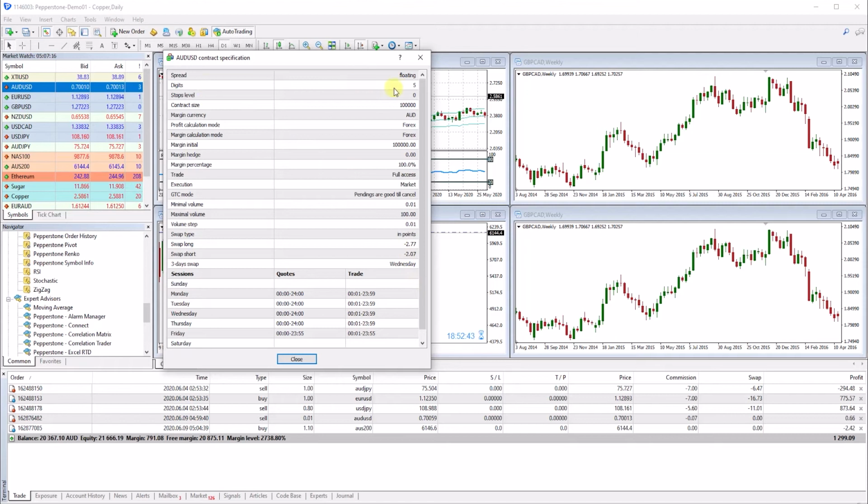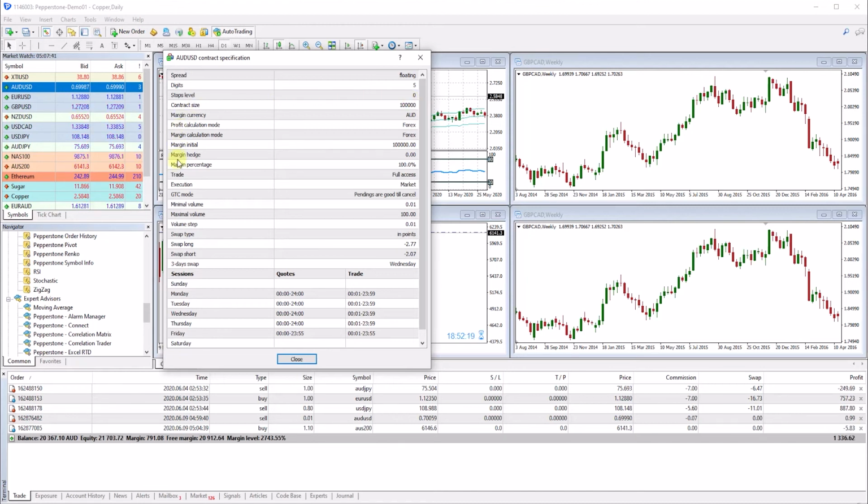So firstly, we've got the digits, which is to 5 decimal points, which you can see over here. Some brokers have a 4-digit one, but we just feel that 5 digits is a lot more accurate as well. The contract size is 100,000. That means when you trade one contract, so one lot of Aussie US, the notional amount that you're trading is 100,000 Australian dollars.